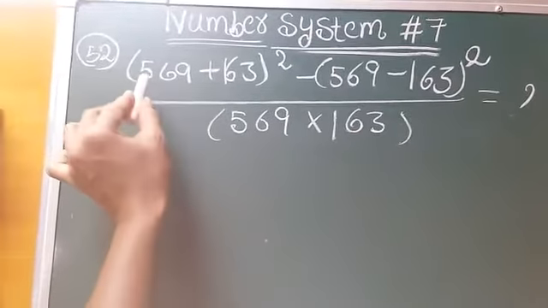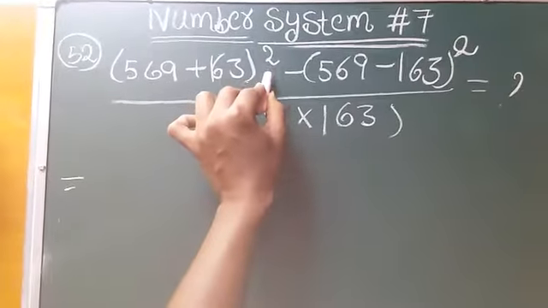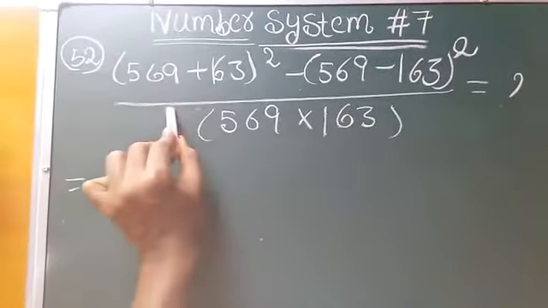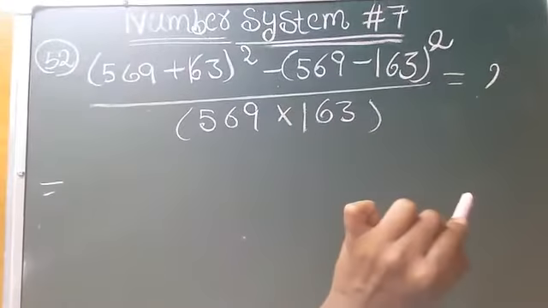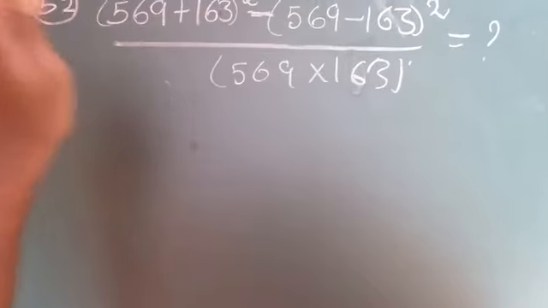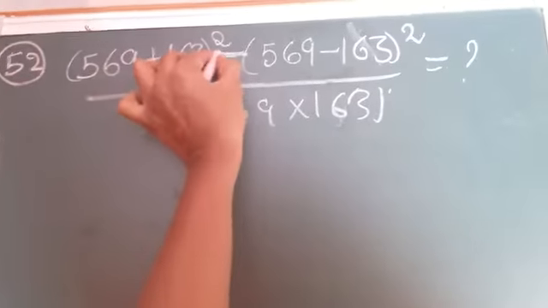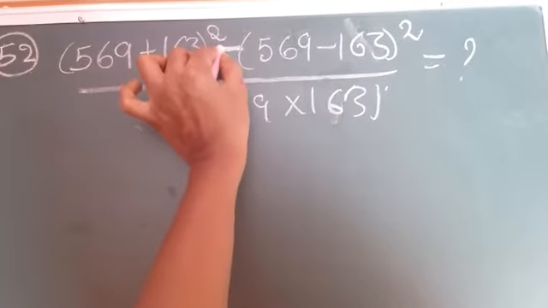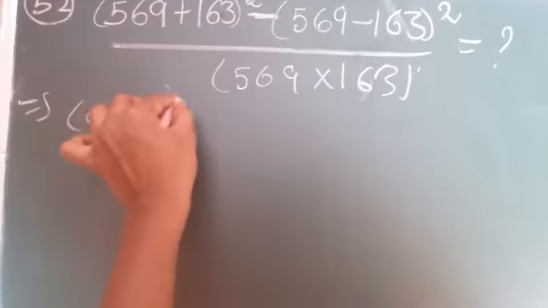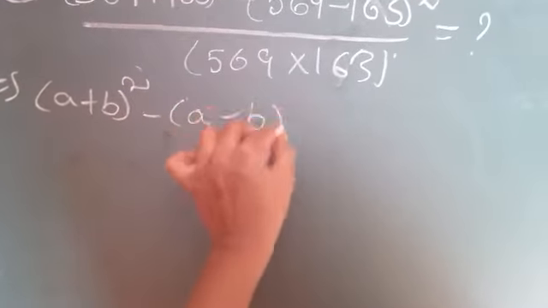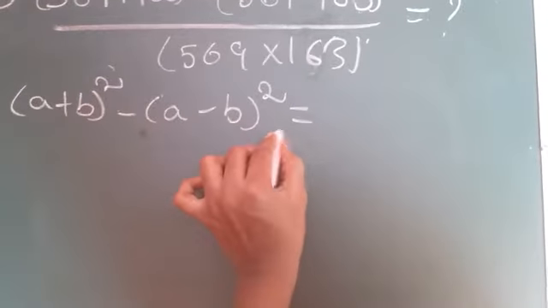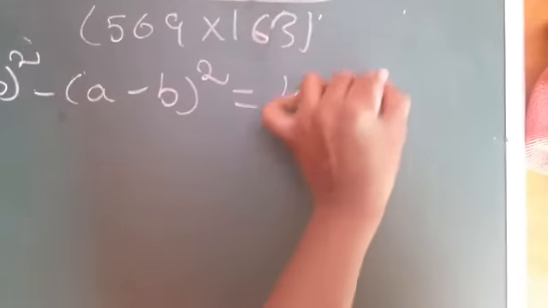See the next question. (569 + 163)² - (569 - 163)² divided by 569 into 163. This question looks very large and it is related to the previous one. But in the previous one we had a plus sign, and here you have a minus sign. Let us see the formula. What is the formula for (a + b)² - (a - b)²? That is equal to 4ab.